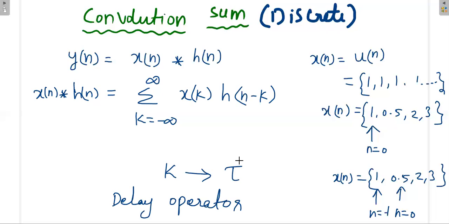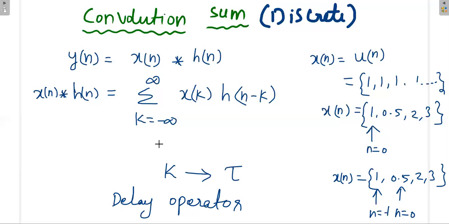You know that tau always indicates the delay. Again, in the discrete domain, k is like a delay operator. That means we can either delay the signal or advance the signal. If k value is positive, we can delay the signal. If k is negative, here we will be getting plus, and we can advance the signal. That means we are going towards the left side. If k is positive, we are going towards the right side.